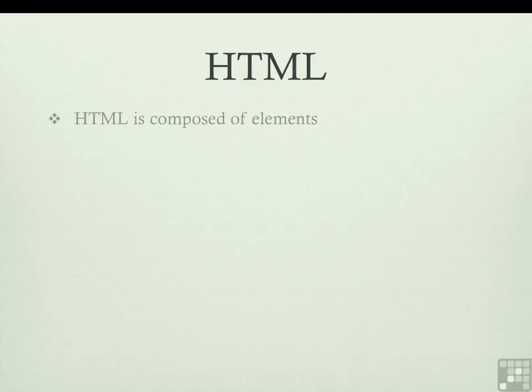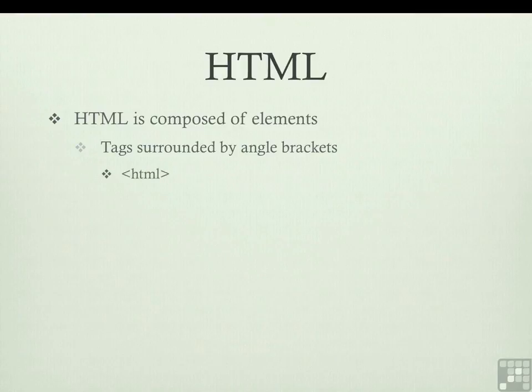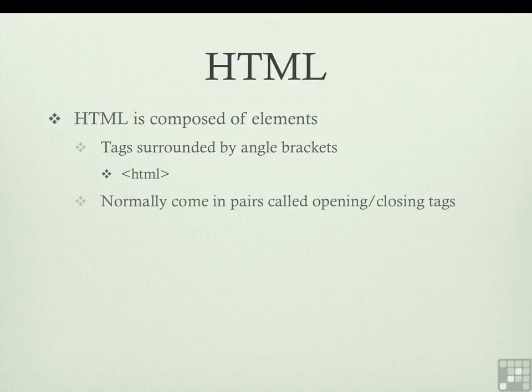It's composed basically of elements. And those elements are tags surrounded by angle brackets. We've all seen them, like that's a tag. HTML tag. They normally, but not exclusively, come in pairs, an opening and closing tag. So you might see something like this: the P opening tag, the text between it, and the closing tag on the end.